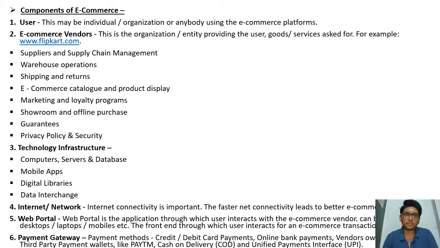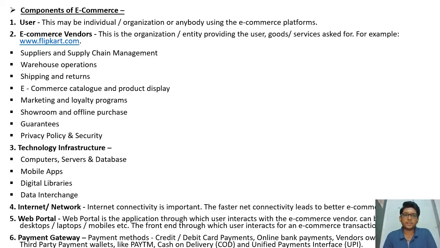There are several points under the e-commerce vendor, which are supplier and supply chain management, warehouse operations, shipping and returns, e-commerce catalog and product display, marketing and loyalty programs, showroom and offline purchases, guarantees, privacy policy and security. I will give a brief gist on this.